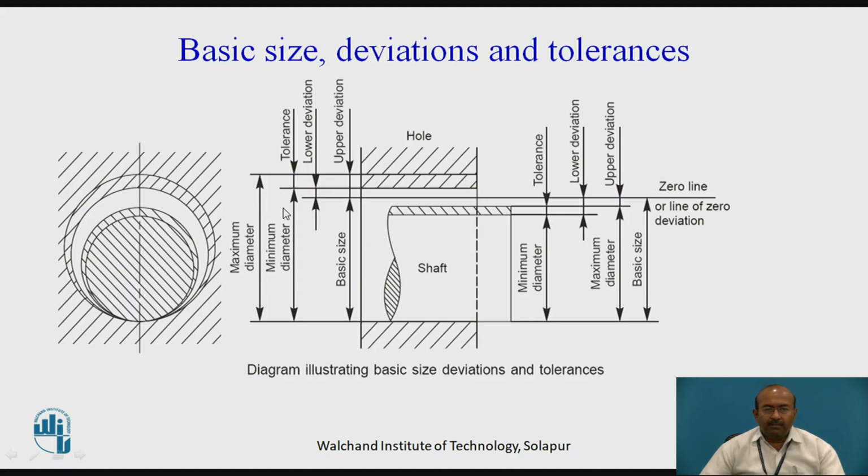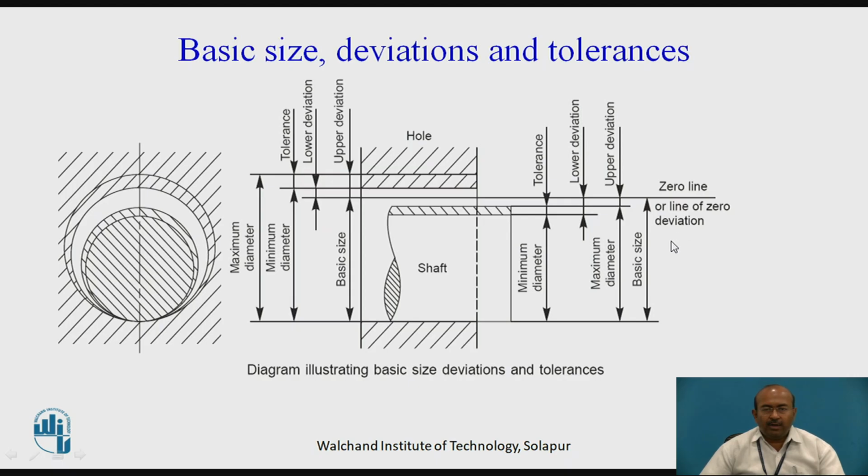This is the minimum diameter of the hole that can be accepted. This is the maximum diameter of the hole that can be accepted. The difference between these two diameters is the tolerance applied for the particular hole element. Now let us see the last three phenomena related to the same, as I told you earlier, the different types of sizes.